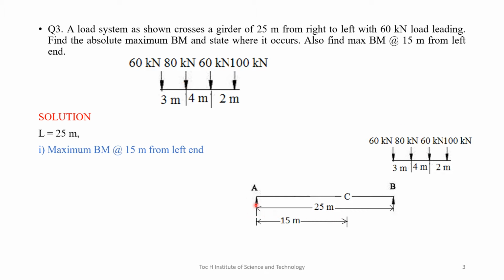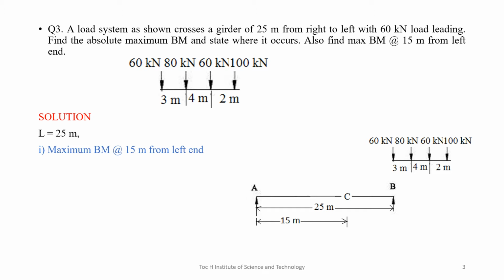left. So consider the simply supported beam AB on which the section C is marked here. It is 15 meter from left support A, and consider the series of loads in which the 60 kilonewton load is leading and which is moving from right to left of the beam. Okay, so first question is to find the maximum bending moment at 15 meter from left end. So we have to find out the maximum bending moment in the section C. So here Z is equal to 15 meter.